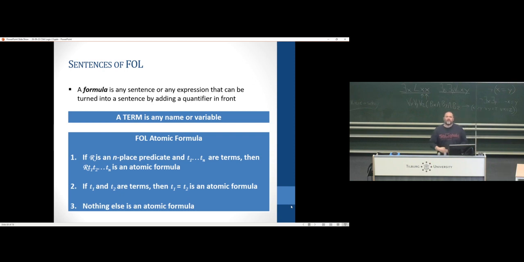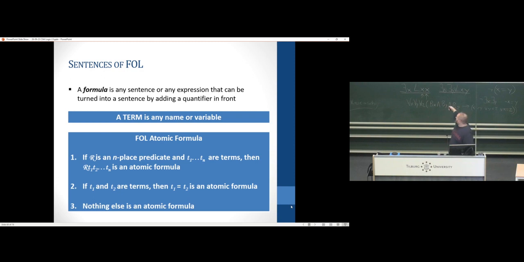And an FOL atomic formula, well, I'll read it and then we'll go through it. If R is an n-place predicate, T1 through Tn are terms, then R, T1, Tn is an atomic formula. If T1 and T2 are terms, then T1 identity T2 is an atomic formula. Nothing else is an atomic formula.